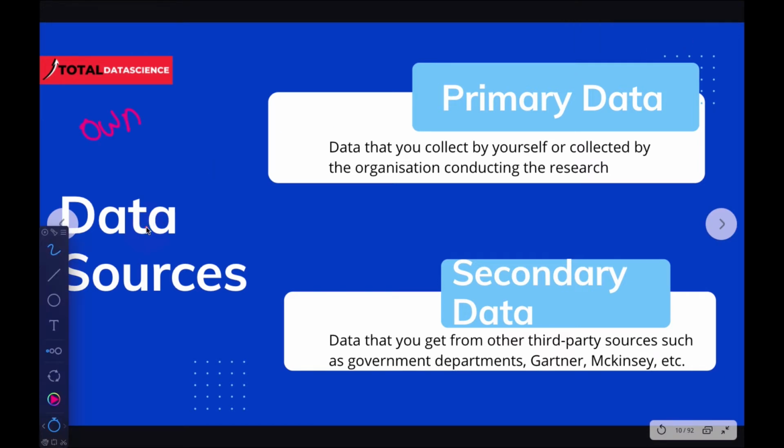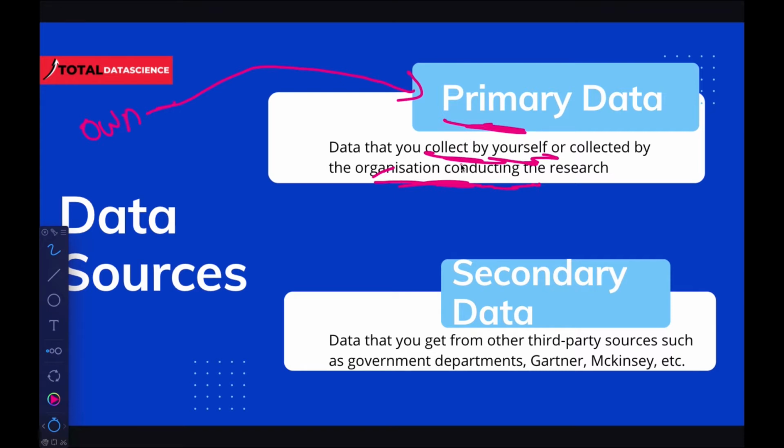If they have their own data, that becomes the primary data. That is the data they have collected by themselves, the data the organization has conducted. So that becomes the first data, the primary data that they will be working with. As a data scientist, the first source of data is the data that the organization has.